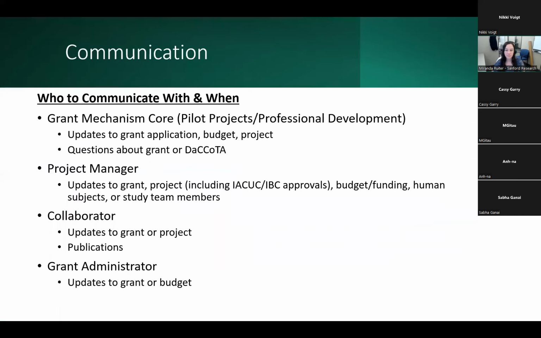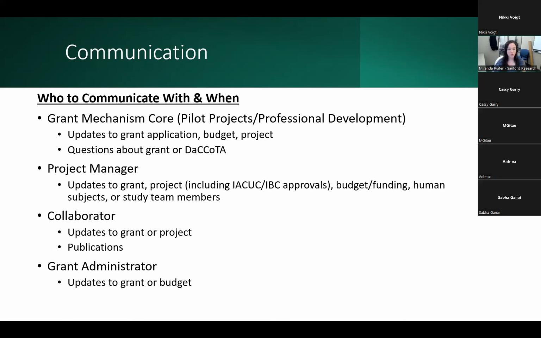Next slide, please. Communication. Communication is huge when you're developing a grant application or a project. So knowing who to communicate with and when you should communicate with those individuals. So just some different examples here to keep in mind as you're developing your projects.